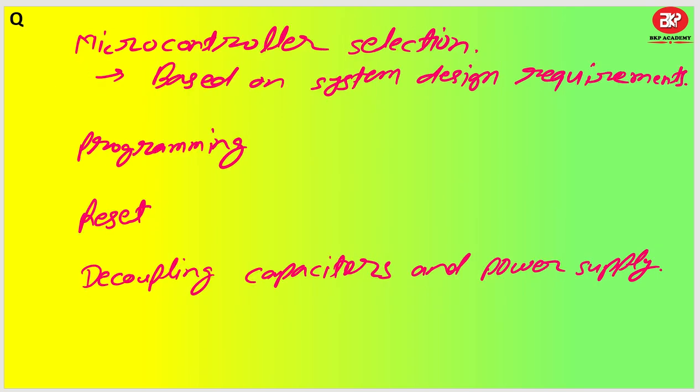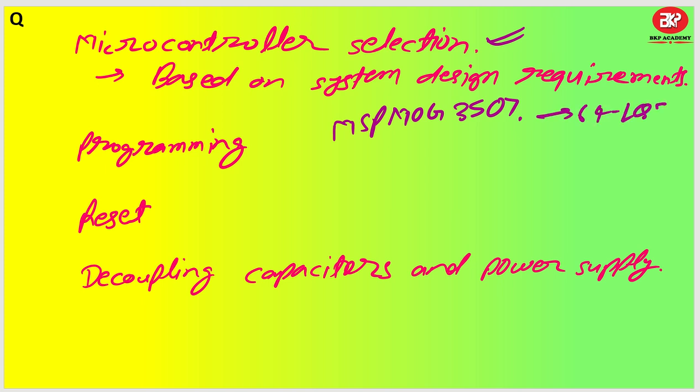Okay, so first of all, let us start with microcontroller selection. Based on your design requirement, like how many pins are required, or the company, process technology and all those things, you would have selected a microcontroller. Suppose you have selected a microcontroller which is the MSPM0G series 3507, and it is going to have a 64 pin LQFP package.